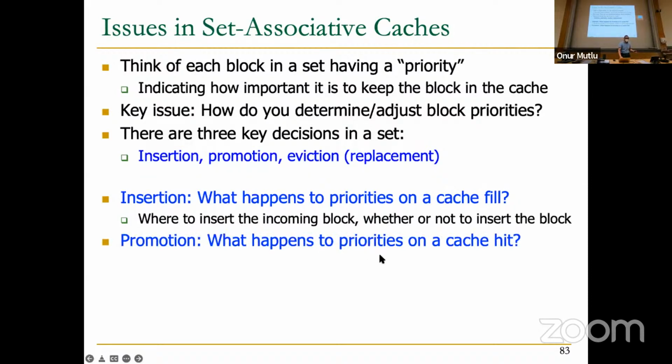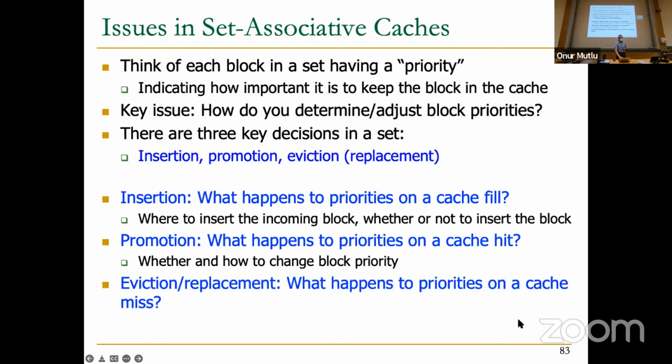Promotion means what happens to priorities on a cache hit, meaning you access a block in a set, you get a cache hit. What do you do to the priorities? Do you increase the priority of the thing that you hit at that point? What happens to the priorities of the other blocks? Do you change them? Do you not change them? This is an interesting question, basically. Different policies take different decisions, basically whether and how to change the block priority.